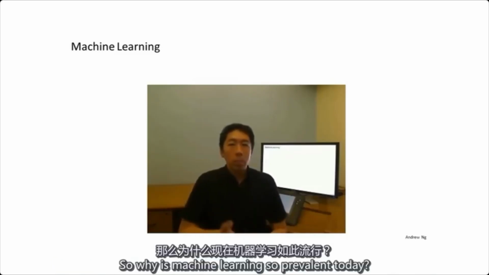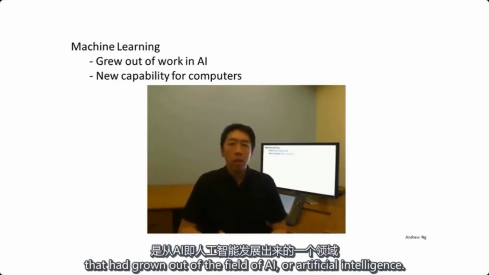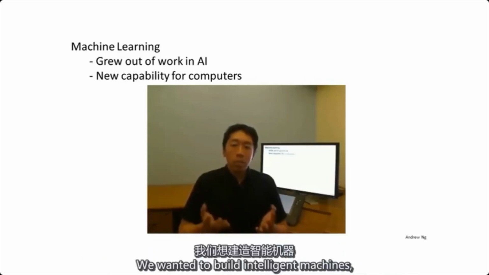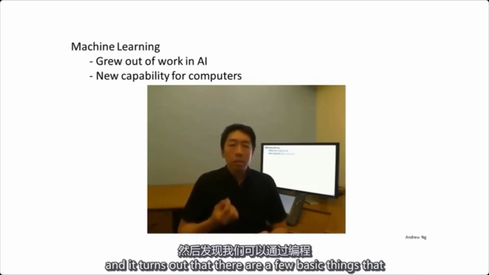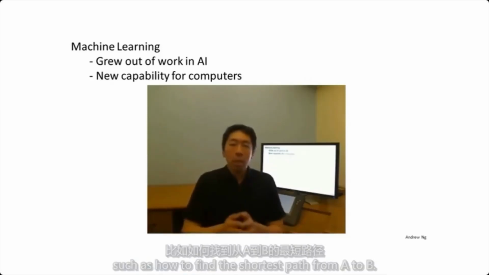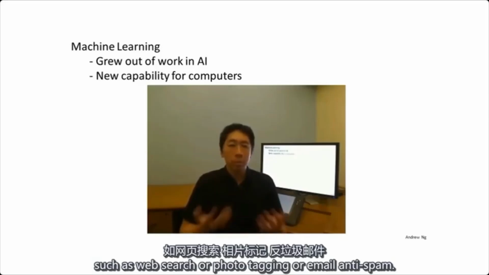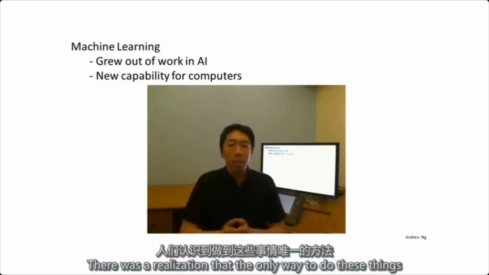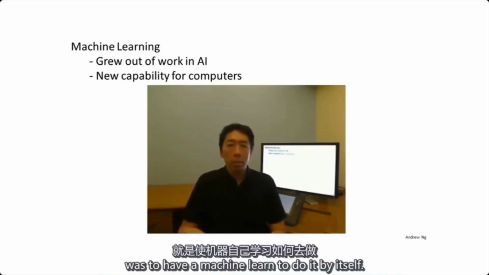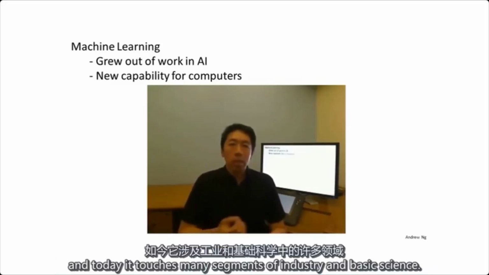So why is machine learning so prevalent today? It turns out that machine learning is a field that had grown out of the field of AI, or artificial intelligence. We wanted to build intelligent machines, and it turns out that there are a few basic things that we could program a machine to do, such as how to find the shortest path from A to B. But for the most part, we just did not know how to write AI programs to do the more interesting things, such as web search, or photo tagging, or email anti-spam. There was a realization that the only way to do these things was to have a machine learn to do it by itself. So machine learning was developed as a new capability for computers, and today it touches many segments of industry and basic science.